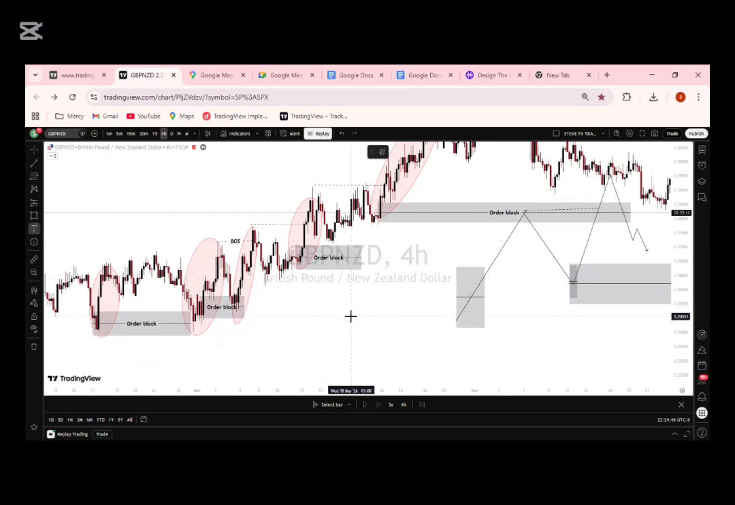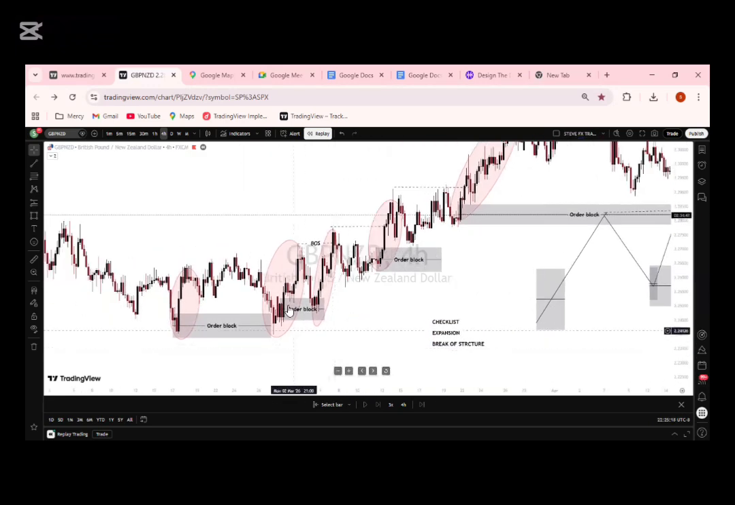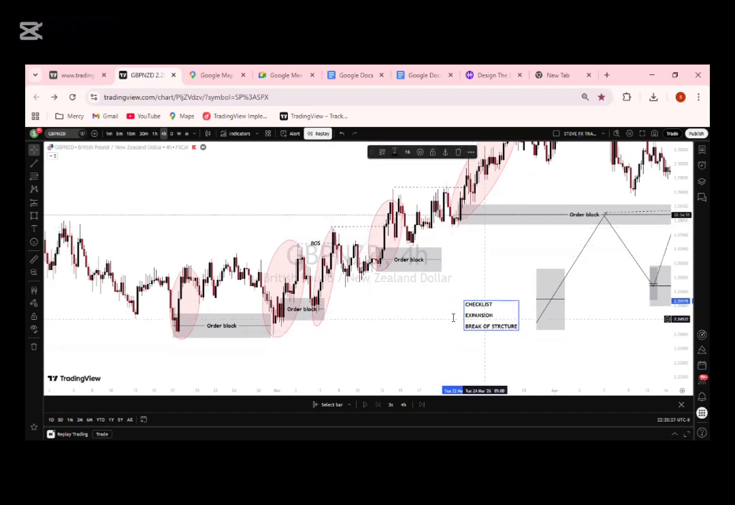Versus our checklist. The checklist are expansions or impulse move. Then we look out for break of structure. Now we've identified our break of structure, which is our second confirmation or checklist for picking a valid order block.